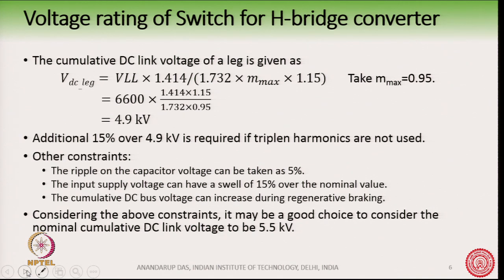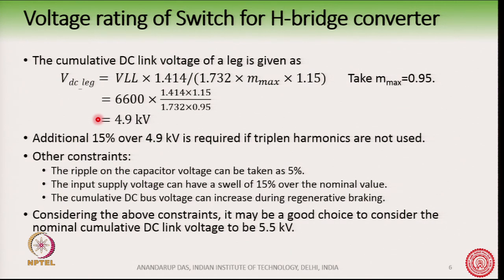So, the cumulative DC link voltage of the converter, how much is it? What is cumulative DC link voltage? That is the sum of the DC link voltages of all the cells taken together. Okay. So, that is the cumulative DC link voltage, and we are giving it the term VDC leg.